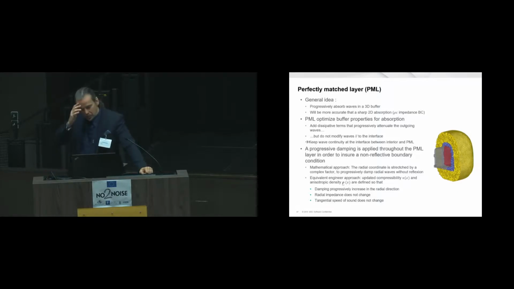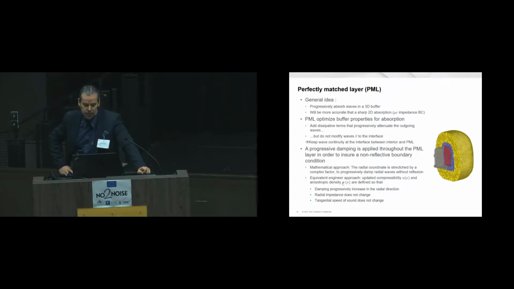And that's the general idea behind the perfectly matched layer. The idea is to progressively absorb the waves so that it doesn't perturb them so much, even if they are not normal. And the PML method optimizes the properties you will put in this progressive damping so that it's optimal. The way to do that is to damp only the outgoing waves, but not the waves that are not propagating in the radial direction, that are propagating in the tangential direction. The mathematical approach to do that is to stretch the radial coordinates using a complex factor.